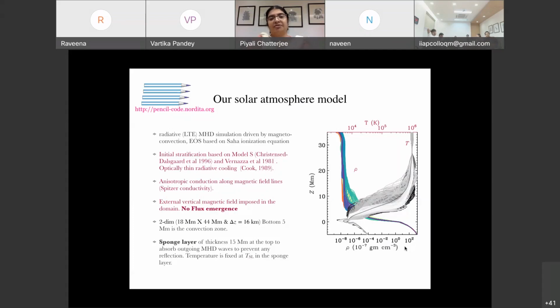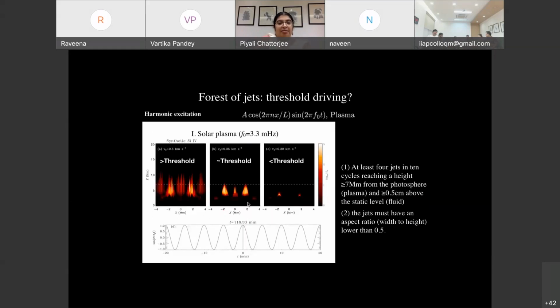Now for this solar atmosphere, we have used this setup using the Pencil Code. So we have used a radiative MHD simulation in local thermodynamic equilibrium, where the equation of state is based on Saha ionization, and we have these further details here, and also anisotropic thermal conduction. We have no flux emergence in our model, which basically means that we start the model with an imposed vertical magnetic field, but we don't emerge any new flux. So that is basically our model.